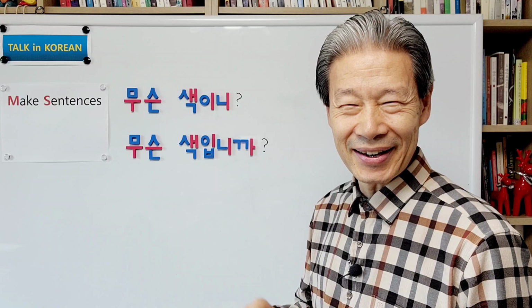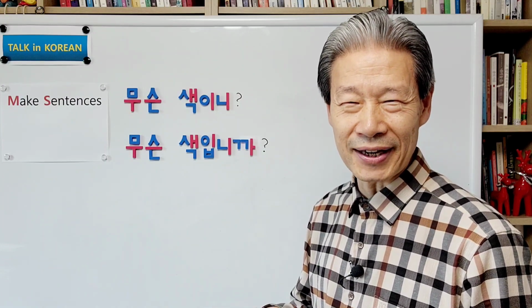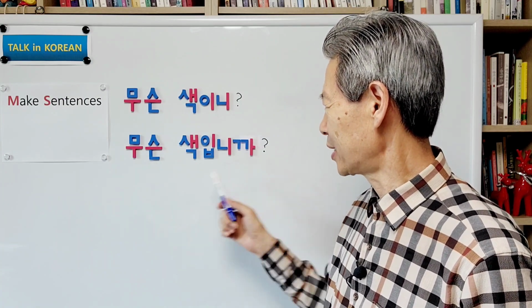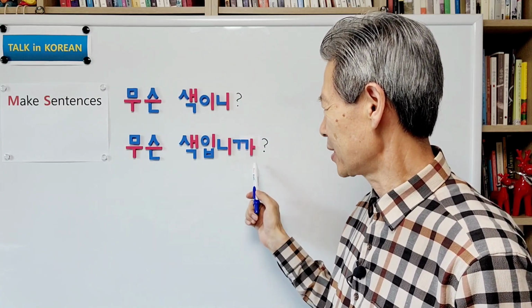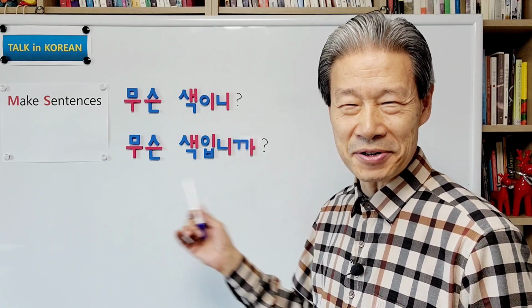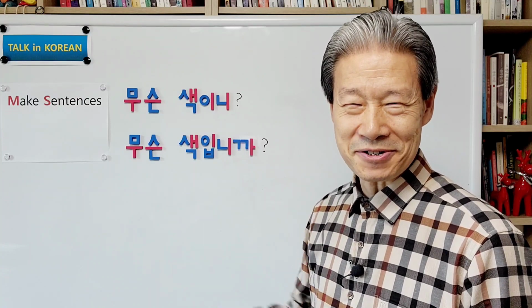Okay? And the polite or formal version of that is 무슨 색입니까? One more time. 무슨 색입니까? We can ask 무슨 색입니까? This version can be used when you talk to a senior person.